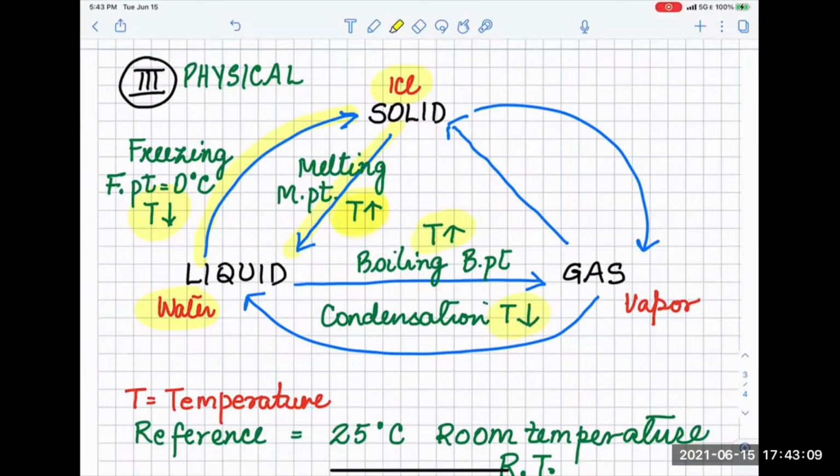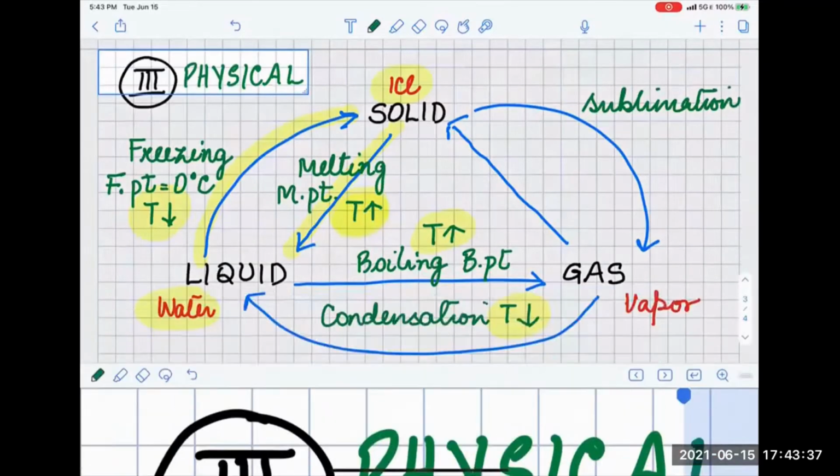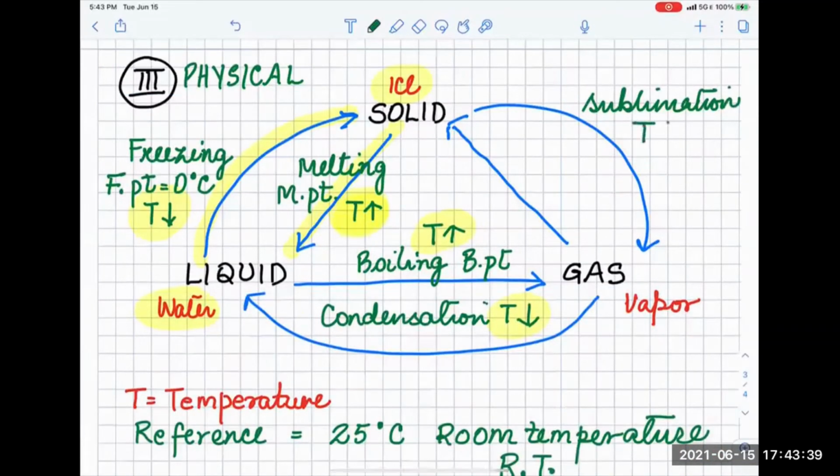Next is going from a solid to a gas state. In the lab, this is sublimation. We have iodine in the lab, and you will see how iodine, which is in a solid state, converts to a vaporized state, and the vapors are purple colored. That sublimation happens when you increase the temperature.